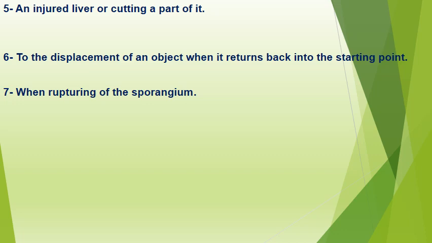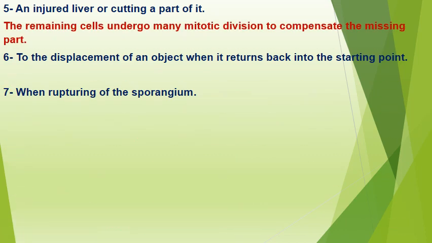Number 5, an injured liver or cutting a part of it. What happens when cutting a part of the liver? So the answer here will be the liver will divide mitotically to compensate the missing part. The remaining cells undergo many mitotic divisions to compensate the missing part. Okay, we took that the main function of mitotic division is compensating the missing part.